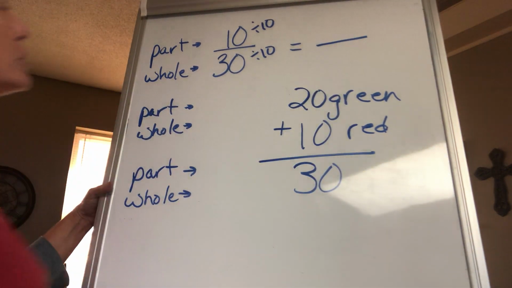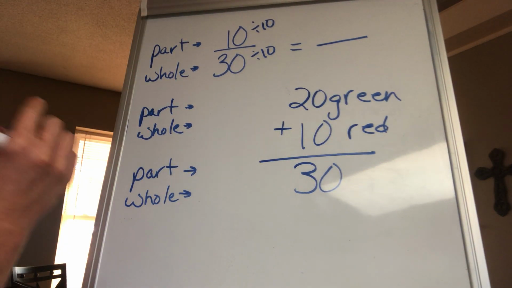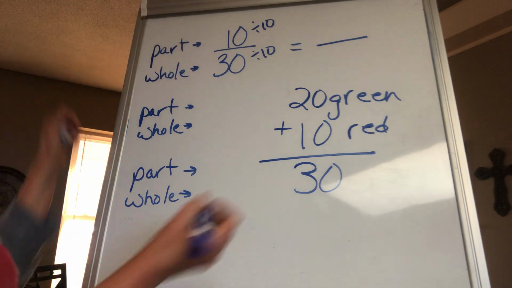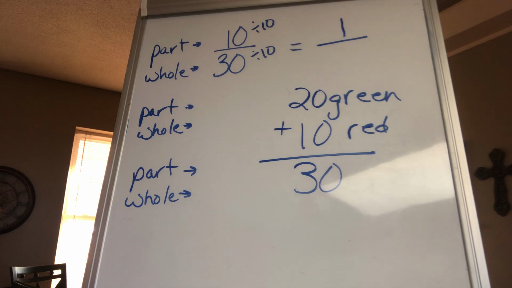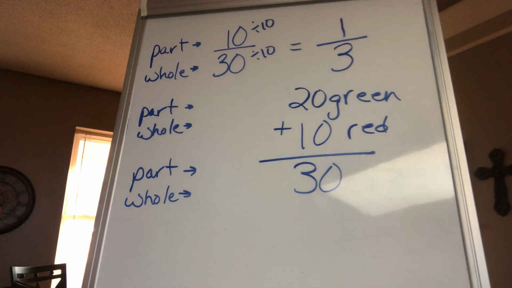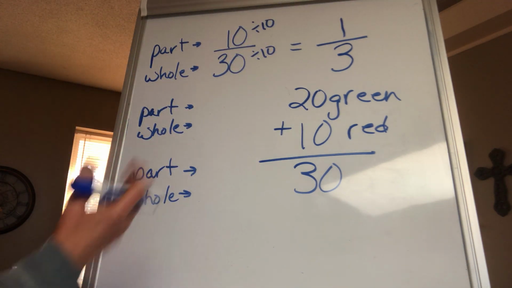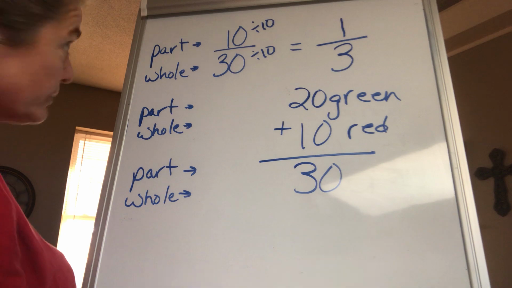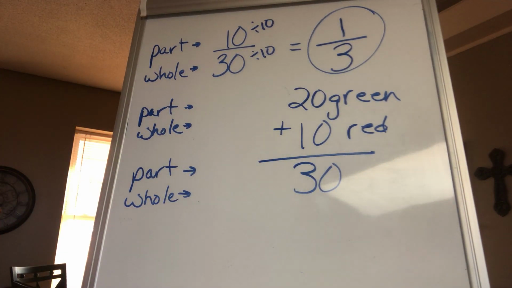Okay? So 10 divided by 10. When we're working with tens, we can just do quick mental math on that. So 10 divided by 10 is 1, and 30 divided by 10 is 3. And we said that anytime you reach a 1, we know it's in simplest form. So we don't even have to think to go simplify that one anymore. So 1/3 of the girls wore red.